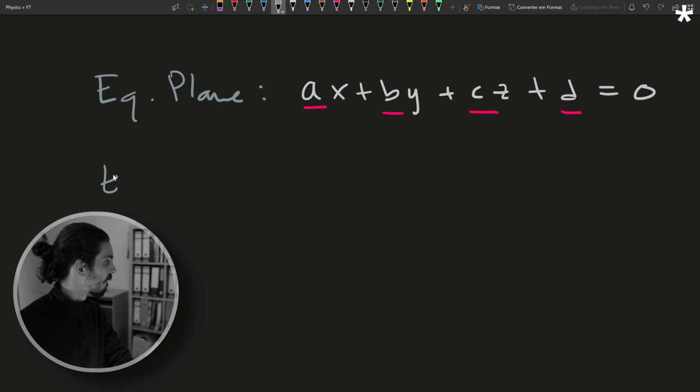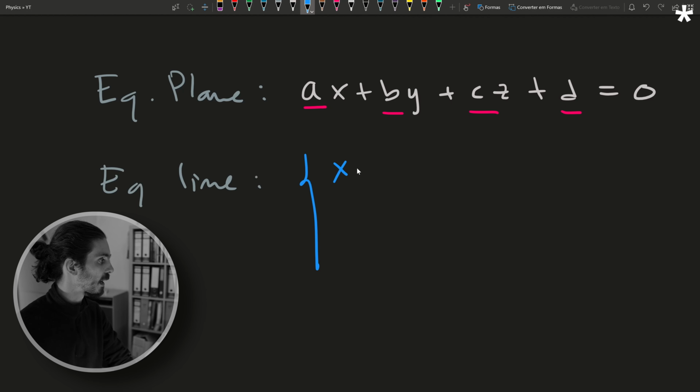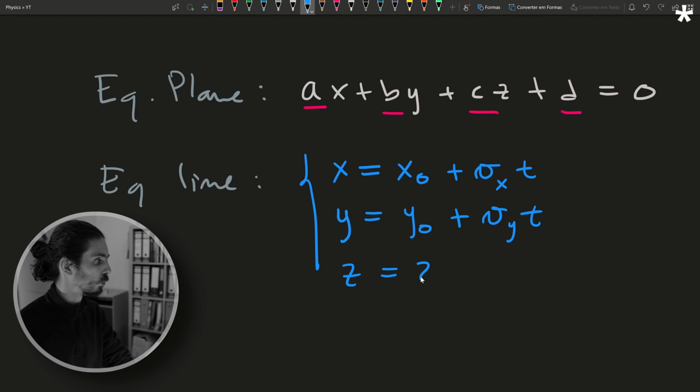The equation of the line is in fact three equations given by x = x0 + vx times t, y = y0 + vy times t, and z = z0 + vz times t.